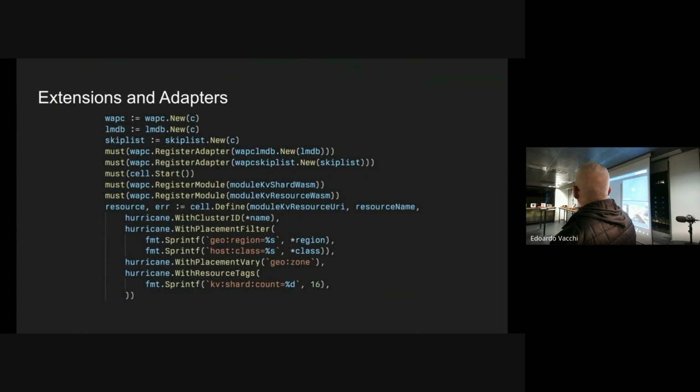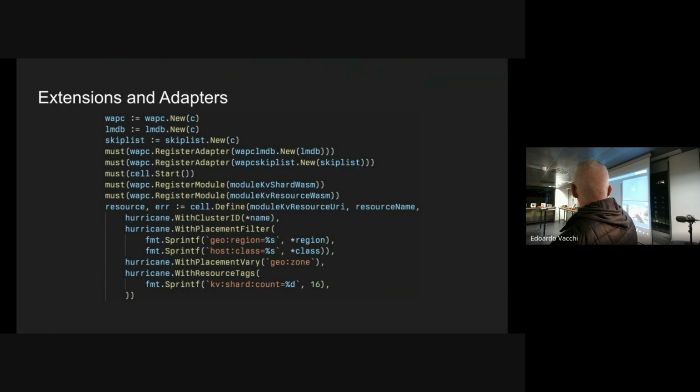Logbin has adapters and extensions. In this case, we have one runtime extension, which is WAPC, which is WebAssembly procedure calls. After hearing the stuff about Extism, I'm probably going to look at creating a new runtime extension for that. There is a storage extension called LMDB, and another cache extension for skip list. The extensions are registered through adapters with the WAPC runtime.